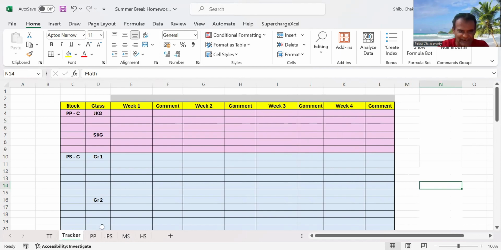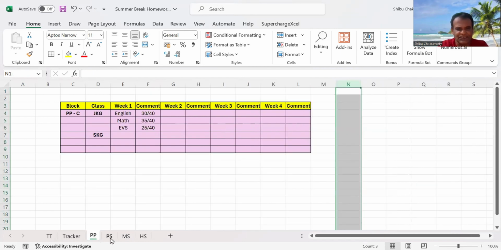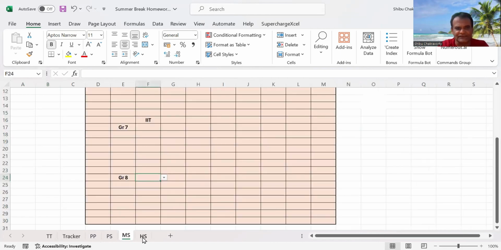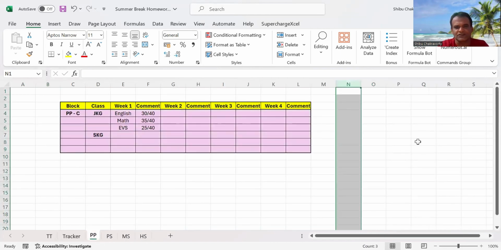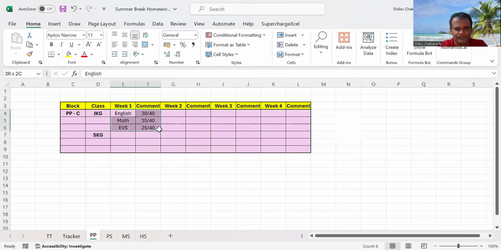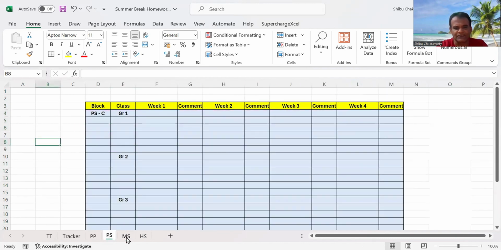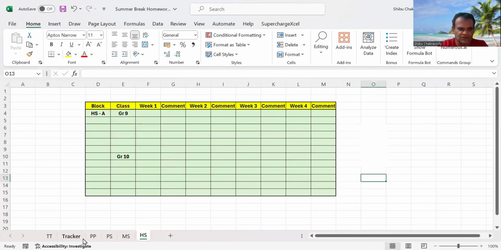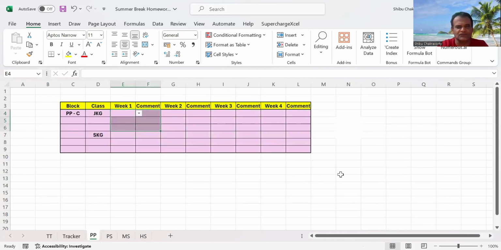For better understanding, I've divided the segments into 4 different categories. Here you've got pre-primary. Here you've got primary, middle school, and high school. So just one example maybe I can do. All right, so let's take JKG out here.